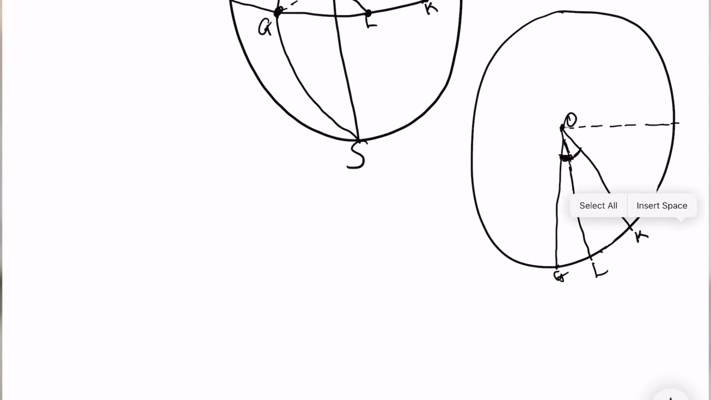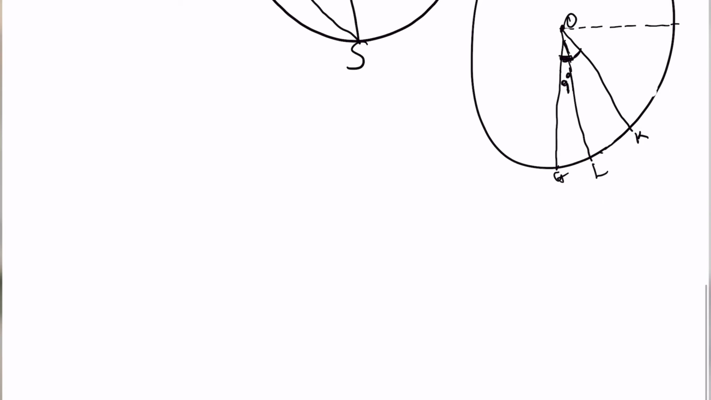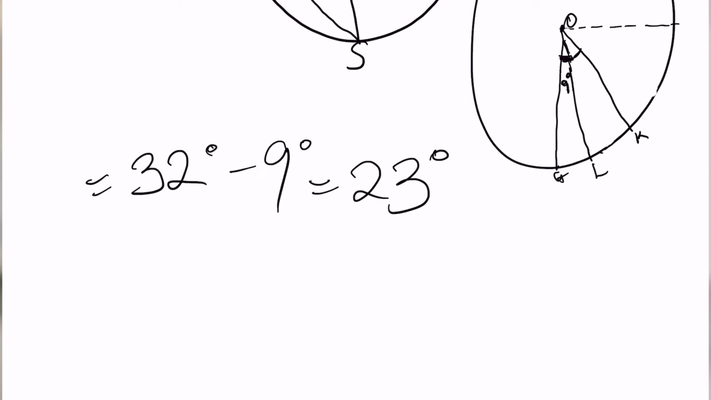Now, this place is our 32 degrees. From this part, it will be 9 degrees. So here, we now have 32 degrees minus 9 degrees, so we have it to be 23 degrees.